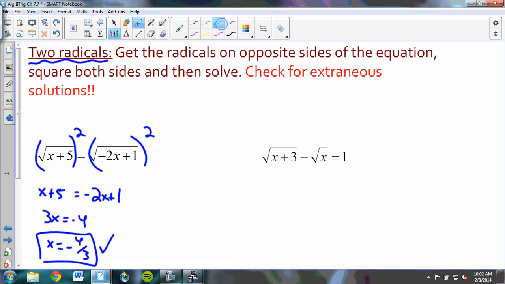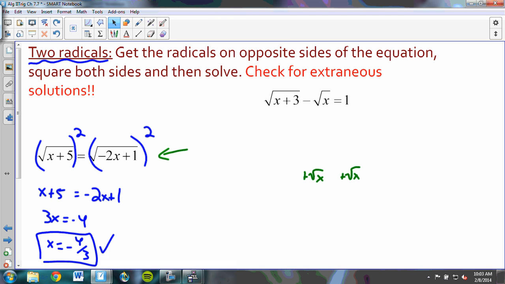The one on the right is significantly different than the one on the left because the radicals are on opposite sides, but there's also a term that isn't in a radical. We didn't have that over here anywhere. This is going to take a few more steps. I'm going to start by just getting the radicals on opposite sides. They need to be on opposite sides just to make it easier. It's not necessary for the math, it just makes it the most efficient way to do it.